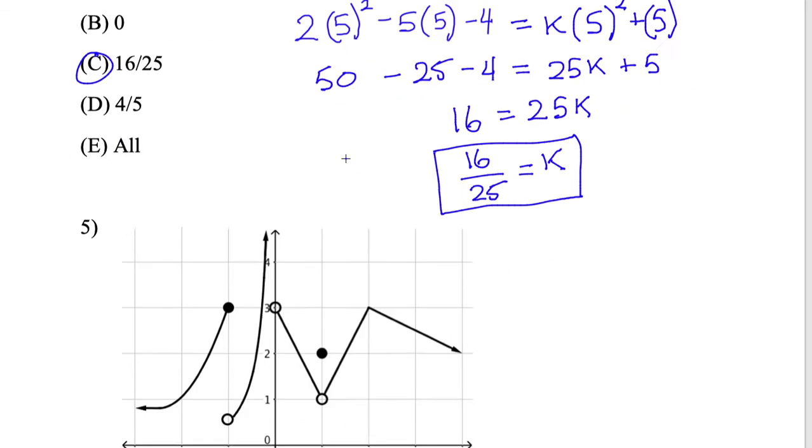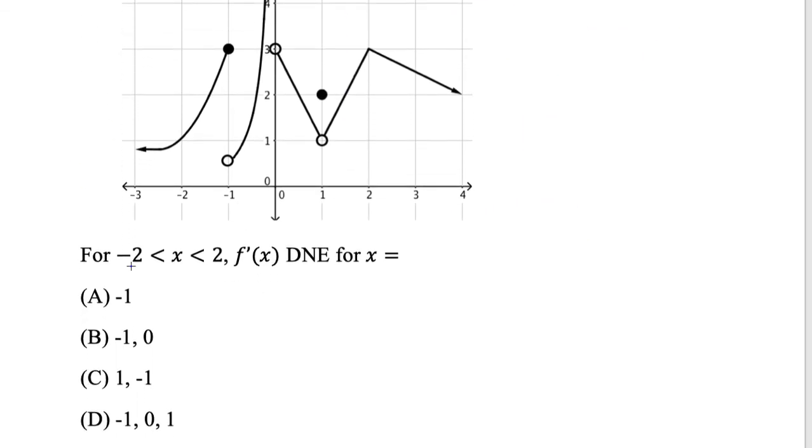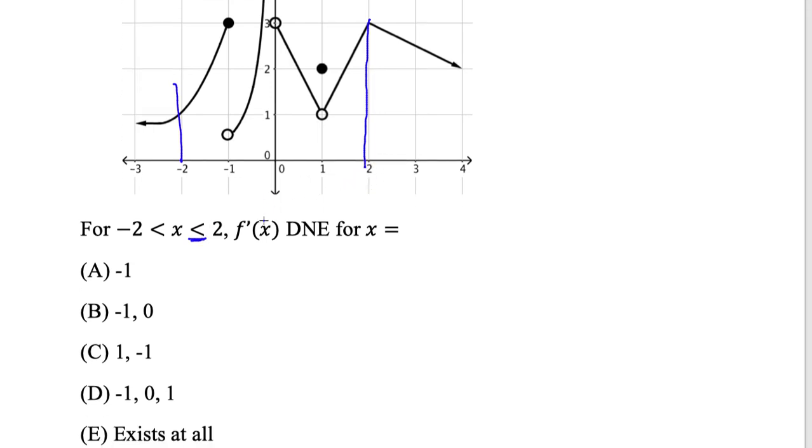Moving on to number 5. Ooh, really cool graph here for between -2 and 2. So from here to here, f prime does not exist for x is equal to what? Notice that it's not equal to 2. Of course, this is a sharp corner, but that is not included in the answer because it's not equal to, although I really want to include a 2 here.